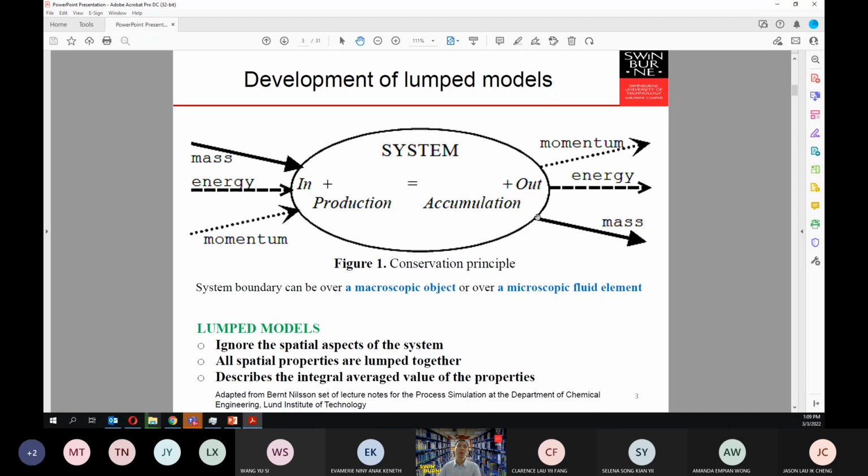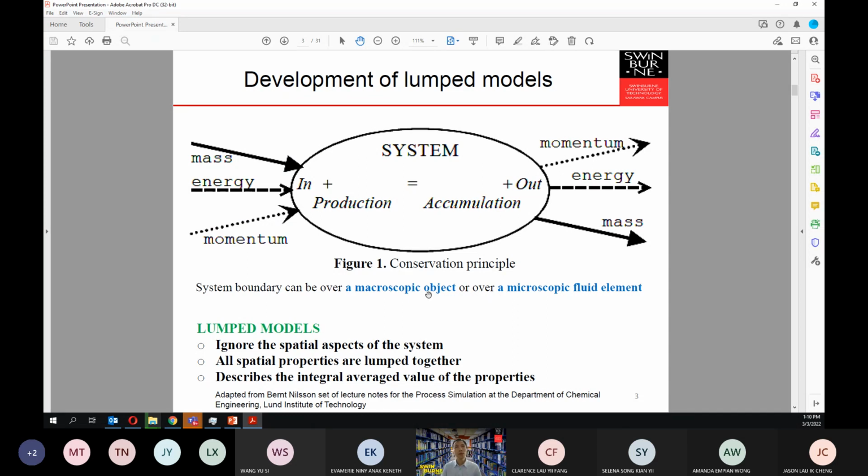Now this is a schematic diagram of your system. You can see that you have three different sets of arrows. The one here on the top is the mass, which is paired with the one that comes out at the bottom. We can also make a momentum balance, which pairs with the one that comes out on the top, and the one in the middle is the energy.